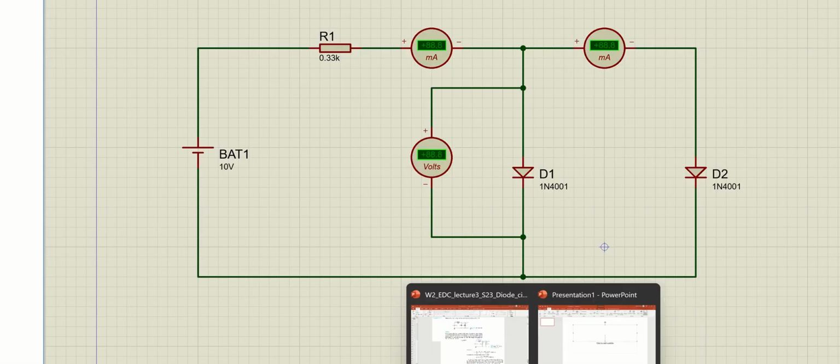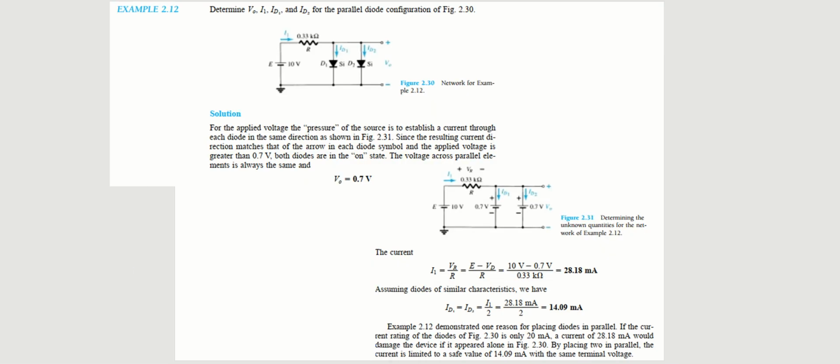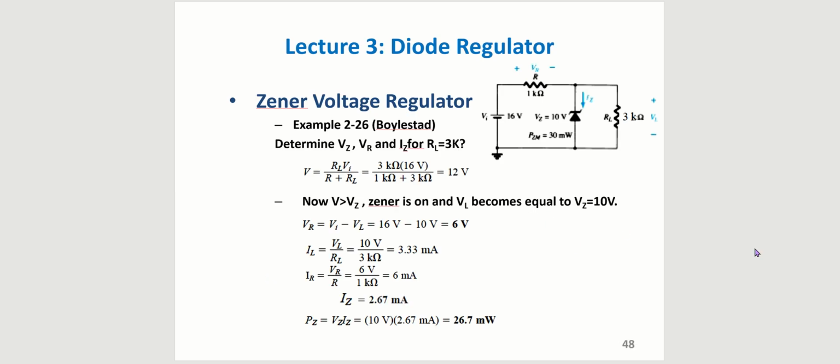So now going to the next example, which is provided on slide number 48, I believe. Okay, so in this example, we have been provided a Zener voltage regulator, and we have to find V0, VR, and I0, and R load for a 3 kilo ohms resistor.